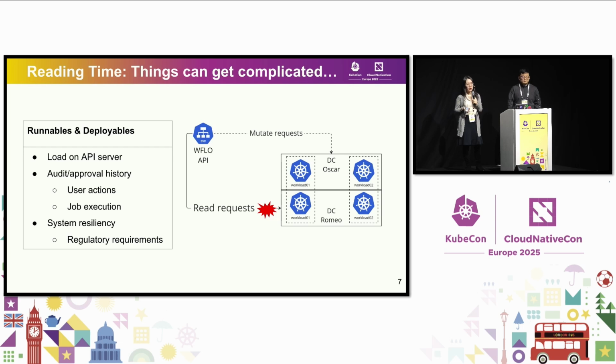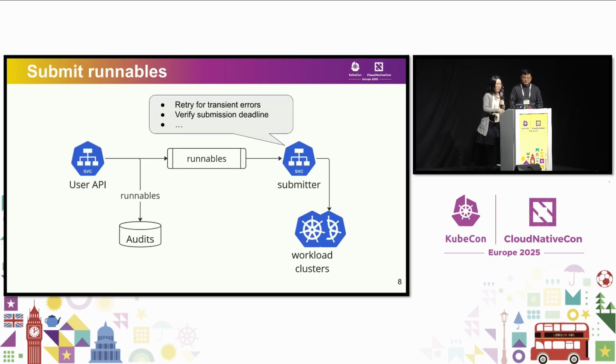Also, we need an extra layer for approval or auditing purposes, for auditing user actions and the job execution within this cluster. So generally, we need system resiliency on top of these individual clusters. There may be some regulatory requirements in your mind that are related to this setup. There's something existing and something coming up. We won't list all of them right here. So now it's time to get into the solution space.